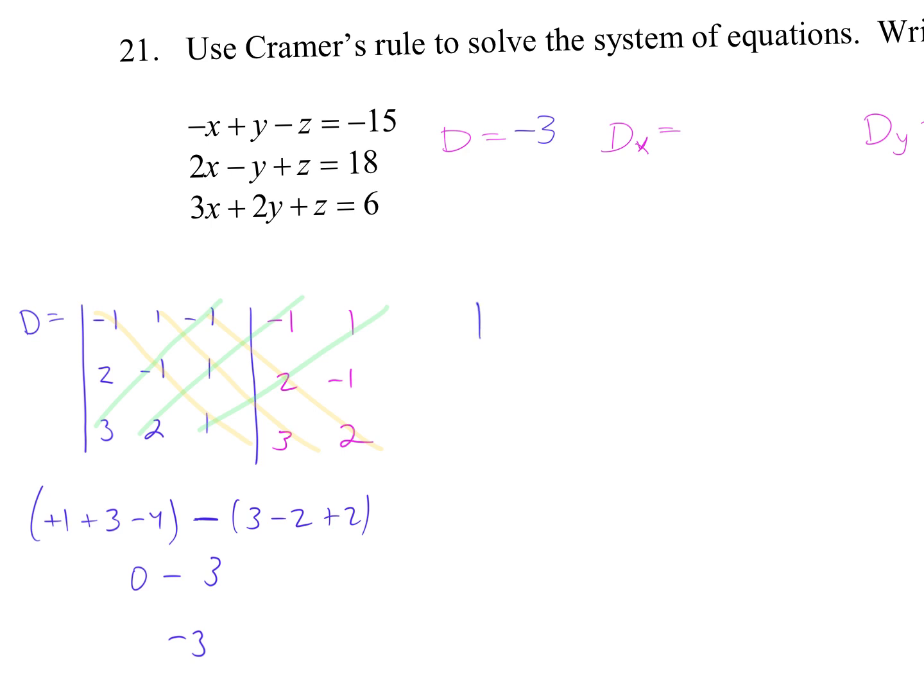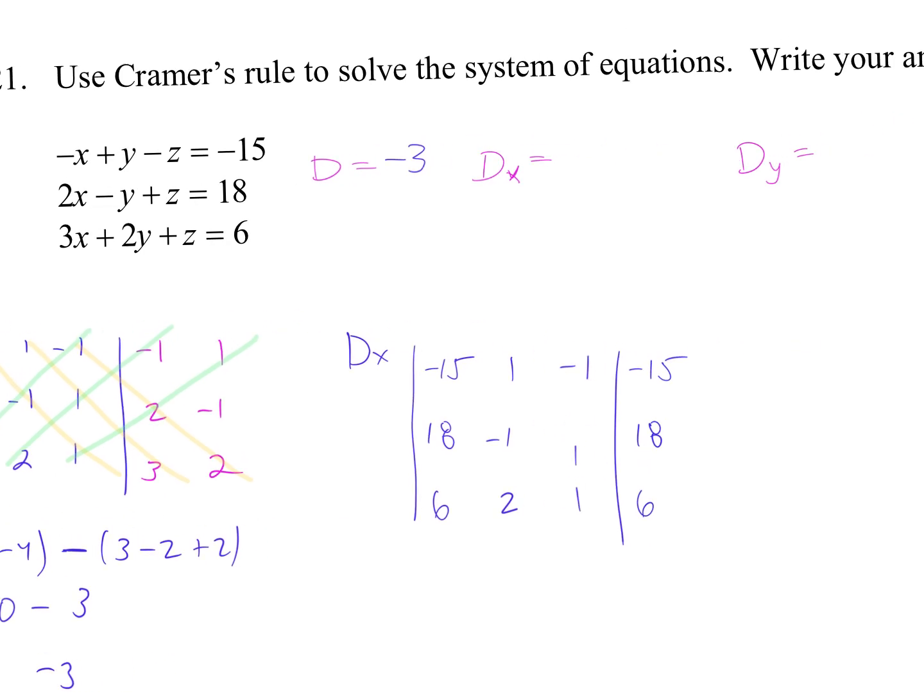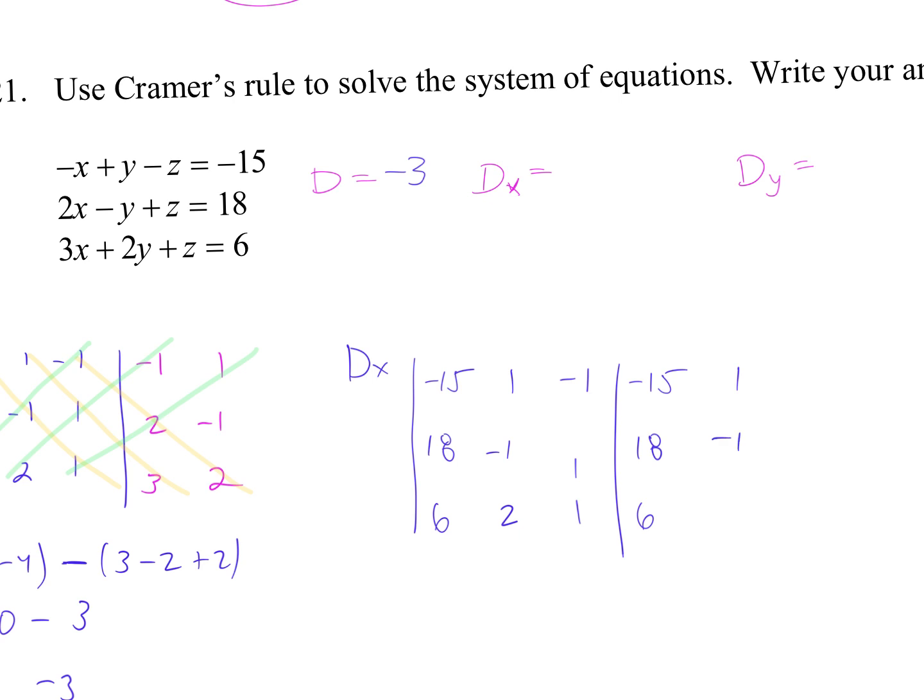So now to find your d sub x. What do you replace the x column with? The answer. So negative 15, 18, and 6. Then y is 1, negative 1, 2. And then z is negative 1, 1. So recopy: negative 15, 18, and 6, 1, negative 1, and 2. And now we have here, here, here.